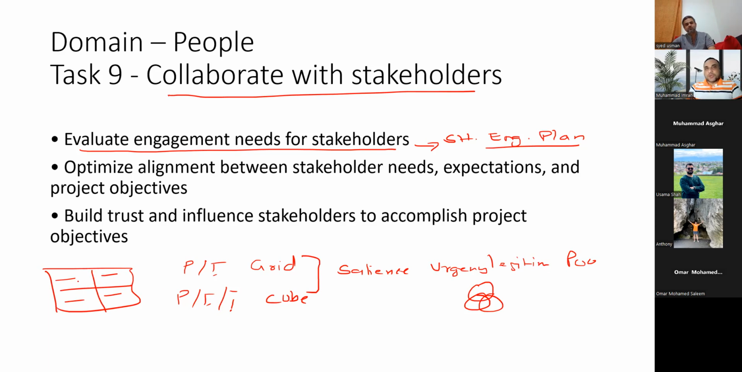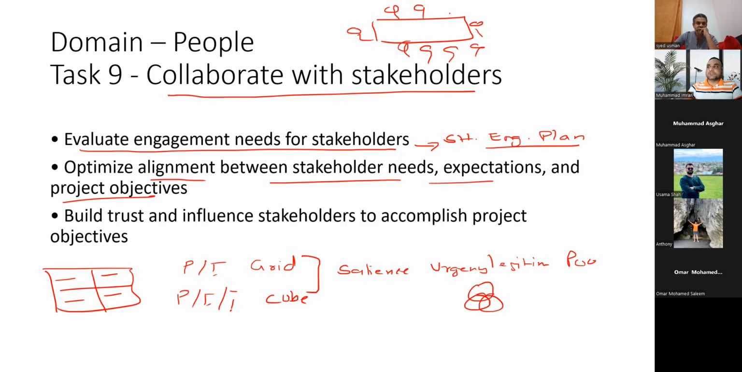So you need to understand who your stakeholders are, what their engagements are related to, whether they are internal or external, their compliance level, whether they are regulatory or government, and what type of powers they have. Then optimize alignment between stakeholder needs and expectations and project objectives. If I have 10 people sitting in a stakeholder meeting, it's quite possible that all of us have different objectives. So as per the previous task, as a project manager, you have to be a better facilitator so you can help them reach consensus.